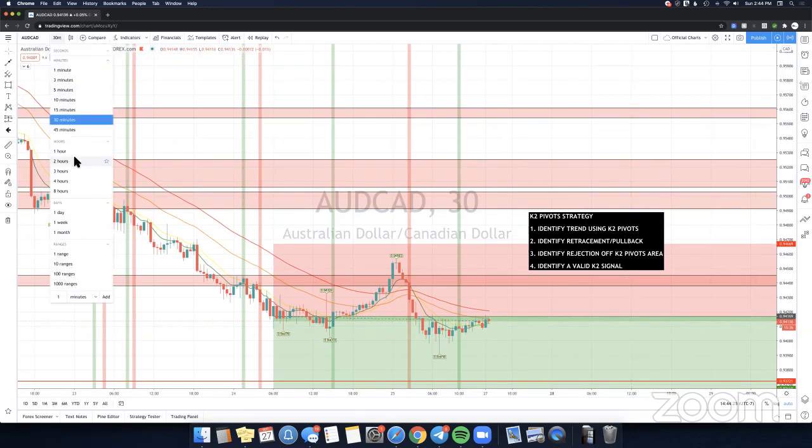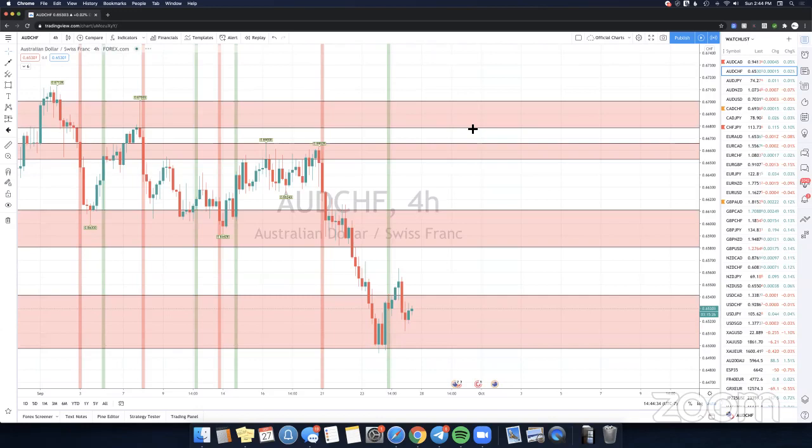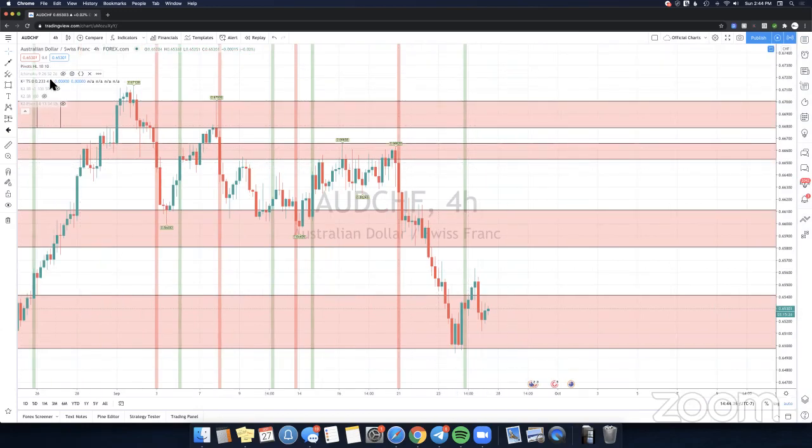So there's AUD/CAD. Let me go back to the list. We're done with that. I'm going to turn off this, and then we're going to go to the next pair. The next pair is going to be AUD/CHF right here. I'm going to turn off the momentum indicator.